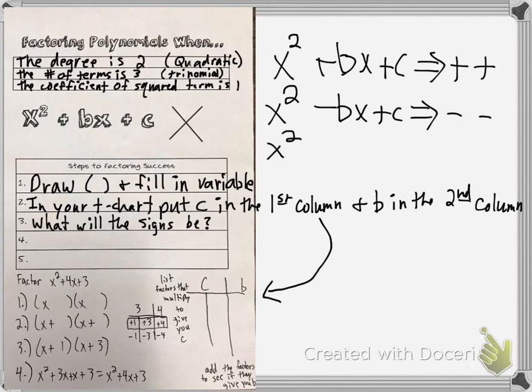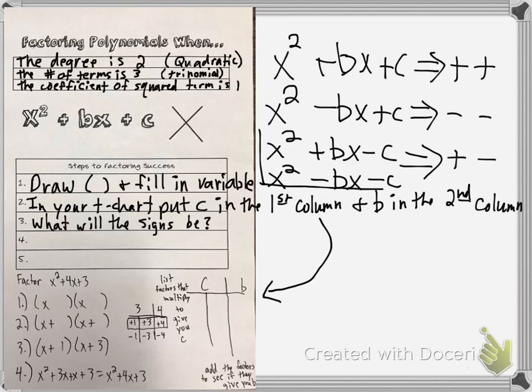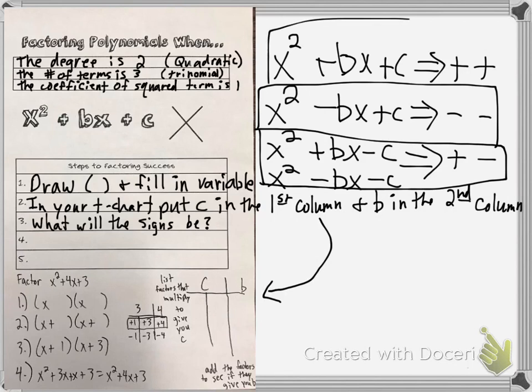If it's x squared plus bx minus c, or x squared minus bx minus c, it's going to be plus, minus. Could it be both negative? Nope. Or both positive? Nope. If it's a minus in front of the C, it's going to be plus, minus, no matter if the B has a plus or a minus in front of it. Okay, so you may want to have that written down.